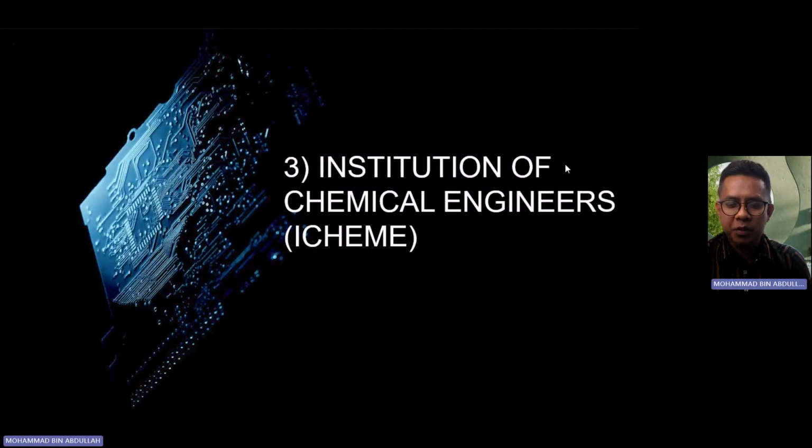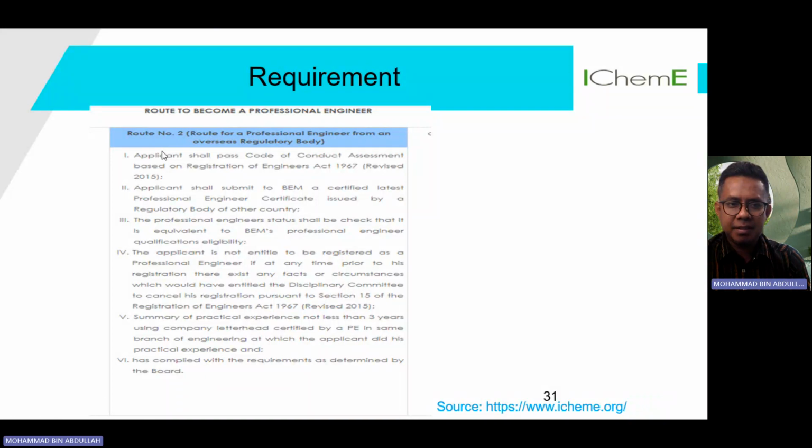Number 3, the professional bodies. Number 3 is the Institution of Chemical Engineers, or we call it IChemE. This is the requirement, the route to become a professional engineer. For academy, it is route number 2. This is the route for a professional engineer from an overseas regulatory body.